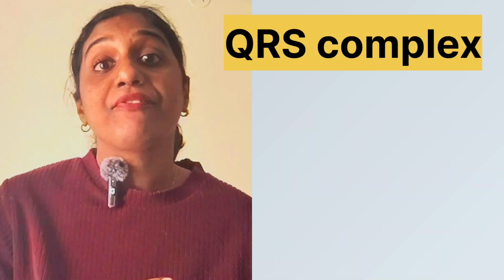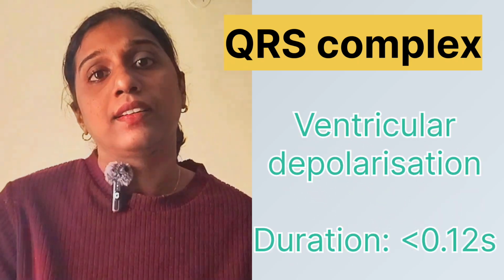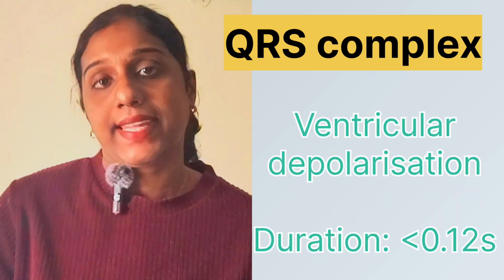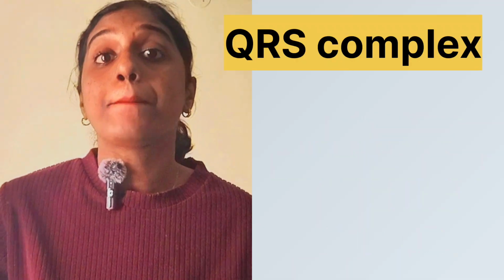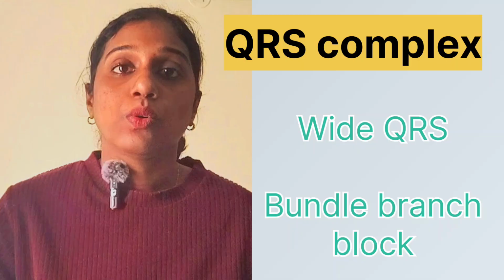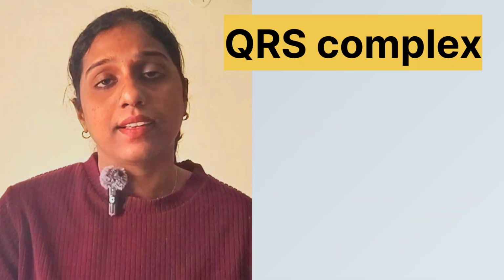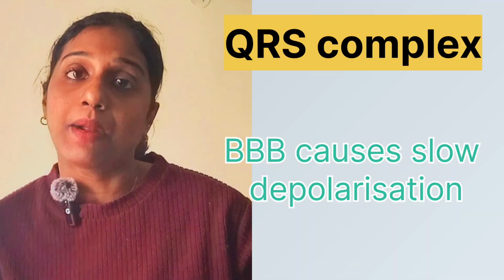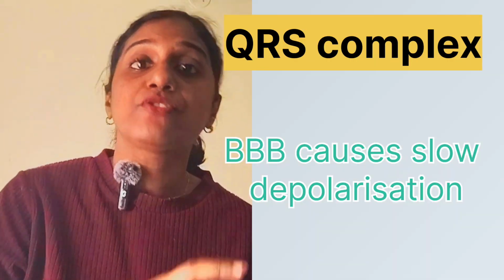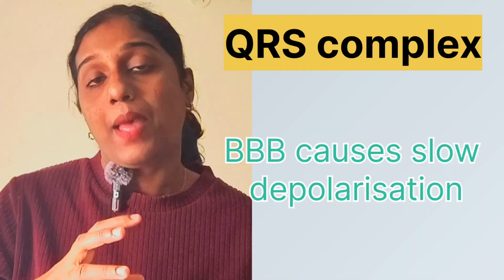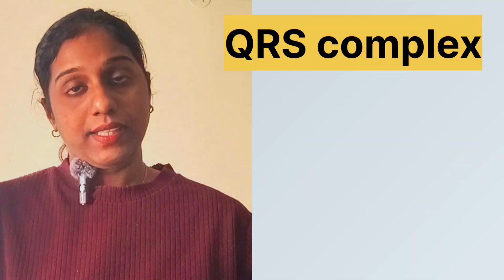The QRS complex denotes ventricular depolarization. Normal duration is less than 0.12 seconds. So we'll get a wide QRS complex in bundle branch block. Bundle branch block means there is a block in either of the bundle branches, that is either the left bundle branch or the right bundle branch. So what happens? The depolarization happens very slowly, so we will get a wide QRS complex.